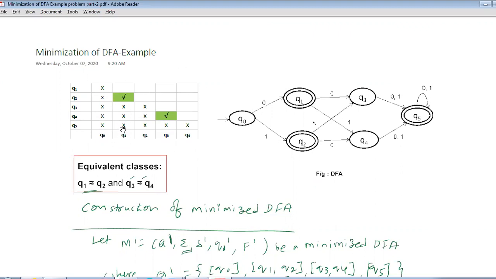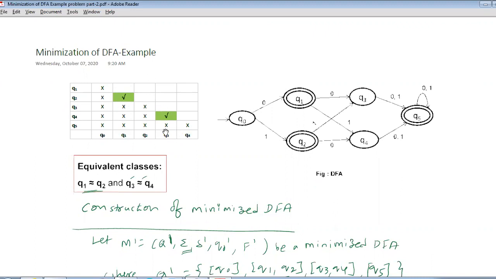So here, wherever we got tick marks, those are all highlighted in this table with green color with the tick mark. Now take those combinations. The first combination is Q1, Q2. This pair was never marked after applying all the steps 1 to 4 several times in the table filling algorithm. That means this is unmarked. So that unmarked pair, finally, we are marking with a tick mark.